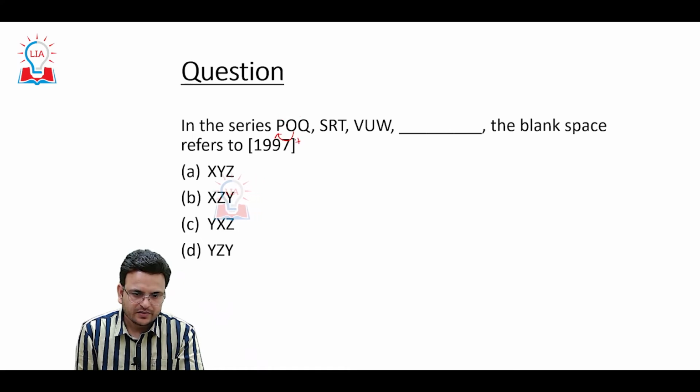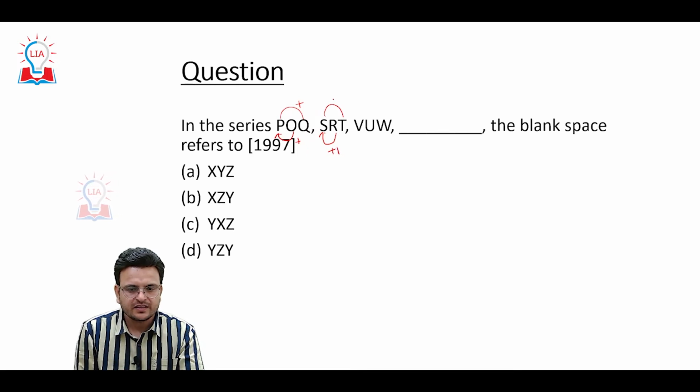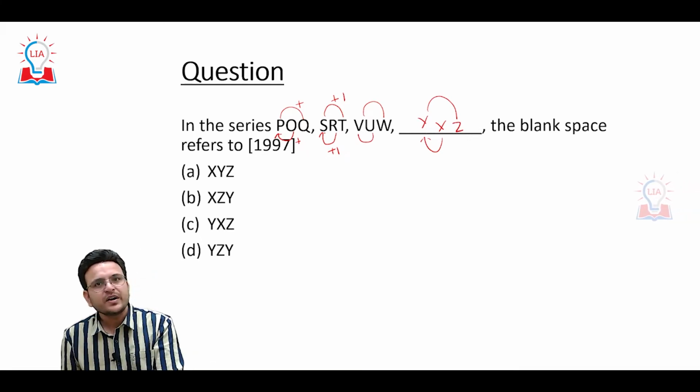O plus 1, P plus 1, Q. After Q, R, S, T plus 1 and plus 1. T, U, V, W and W, X, Y, Z. Very simple. This is the simple logic.